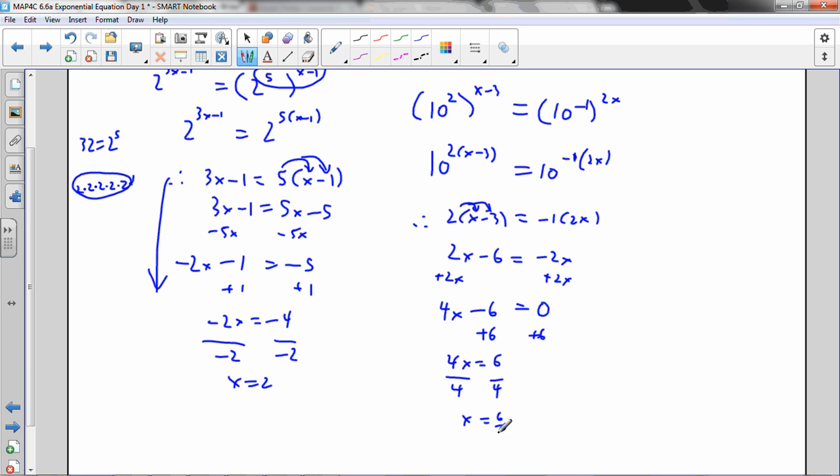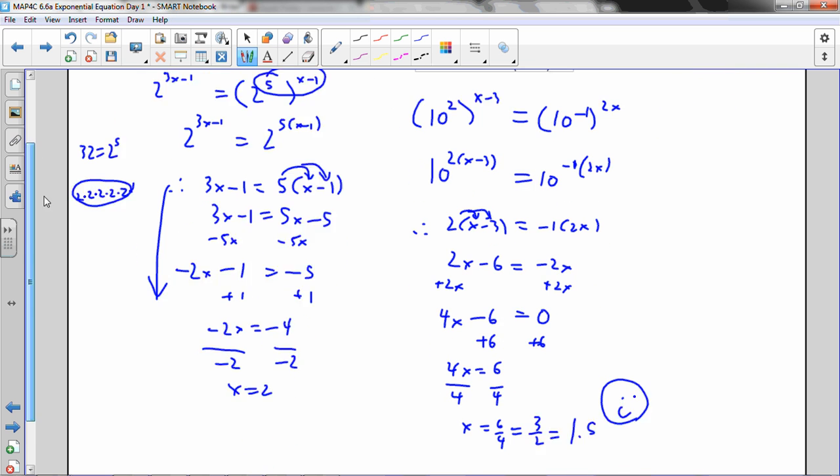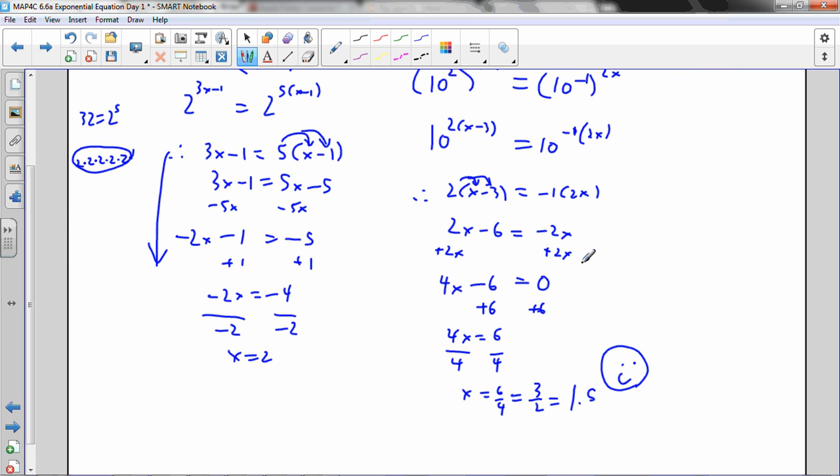x equals 6/4, which I could get a decimal, but I'm going to put that into lowest terms. Divide top and bottom by 2. That fraction in lowest terms is 3/2, or 1.5. Done. That's as hard as they get, that one right there. That last one, as hard as these ones get. Practice on the homework. Have funsies.